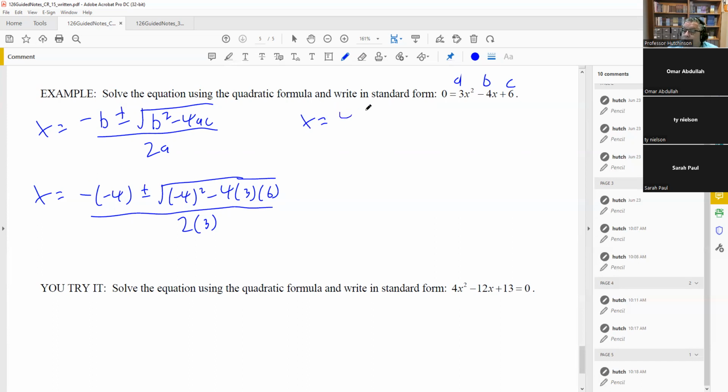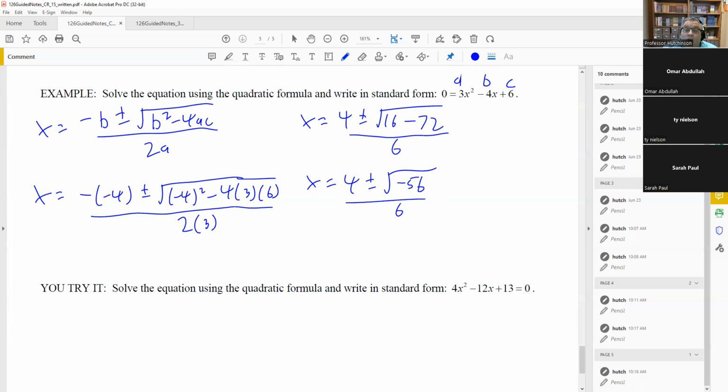Negative times -4 is +4. 4 plus or minus the square root. Okay, so inside here we've got 16, and then we have minus 12 times 6, which is going to be 72, all over 6, 2 times 3. Now we want to keep on going and simplify. We already see that we're going to have a negative number inside the square root. We have 16 minus 72. So let's subtract that. If you subtract it, you're going to get -56 inside.